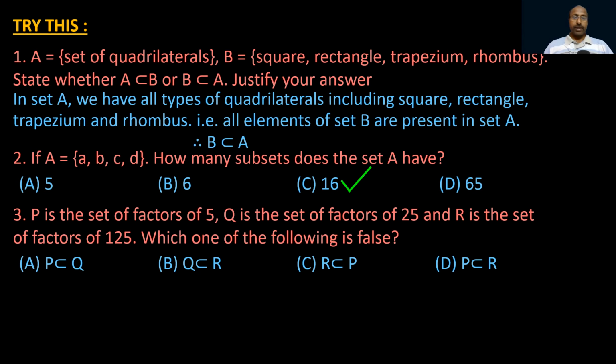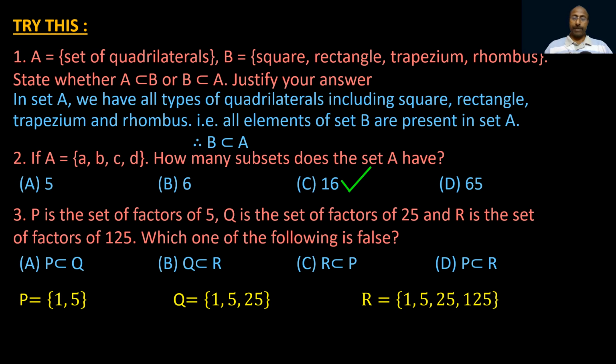So here P is the set of factors of 5. We know that the factors of 5 are 1 and 5 only. So P is the set of elements 1, 5. And similarly Q is the set of factors of 25. So Q is the set of 1, 5 and 25. And R is the set of factors of 125, the set of elements 1, 5, 25 and 125. Now let us check which of these statements are false.